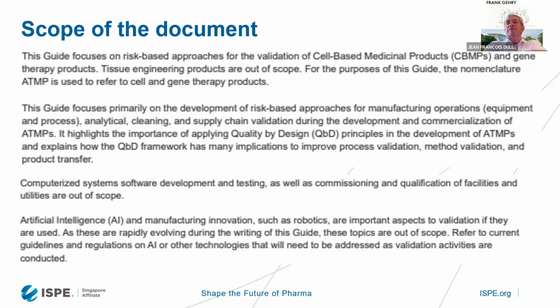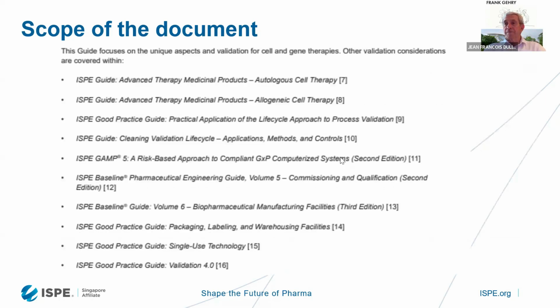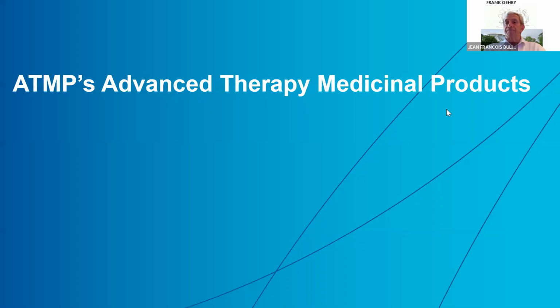Artificial intelligence and manufacturing innovations such as robotics are not covered by this guidance either. These are covered by many other guidance within the ISPE's documentation. Here, I will jump over this slide. You will have here the list of where you can find other points for validation, for product validation within the ISPE documentation.